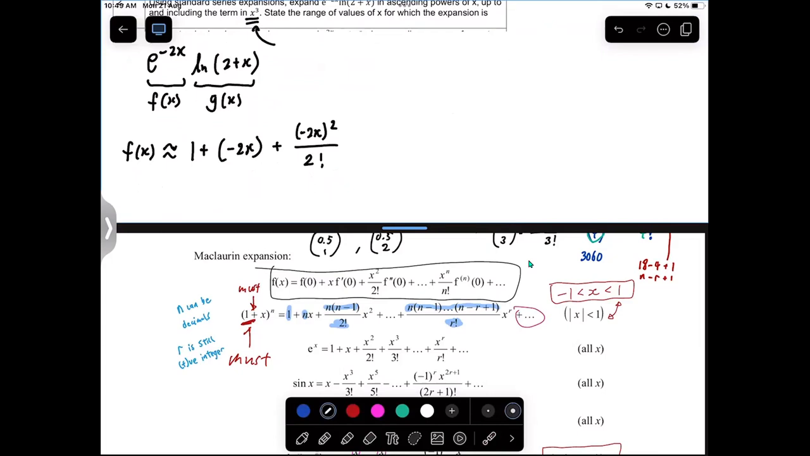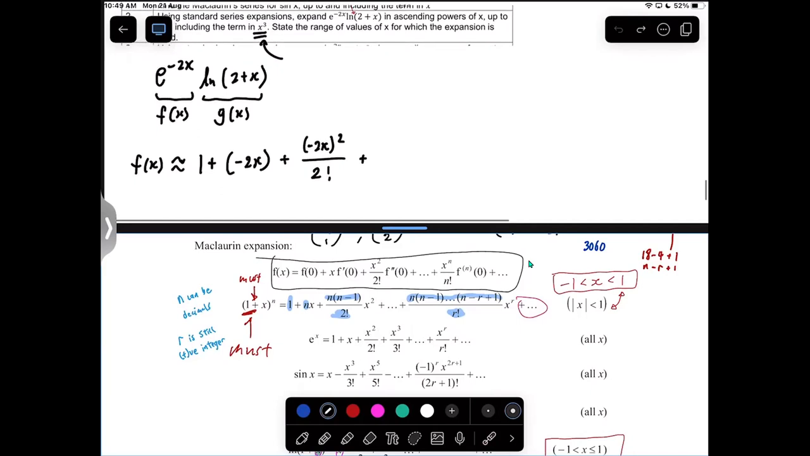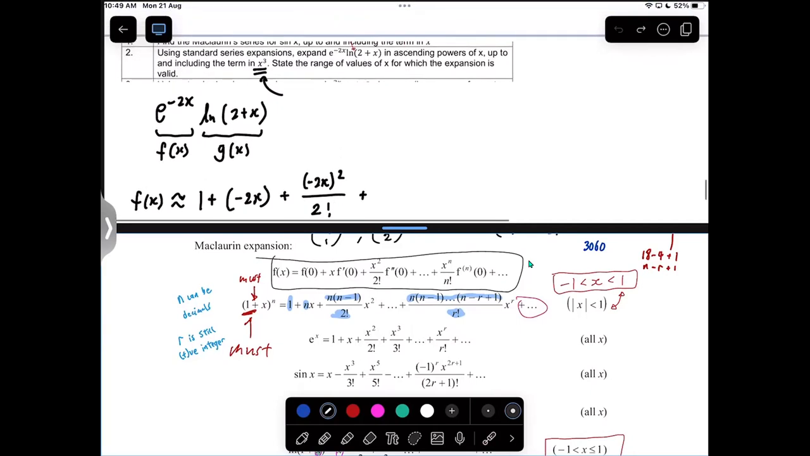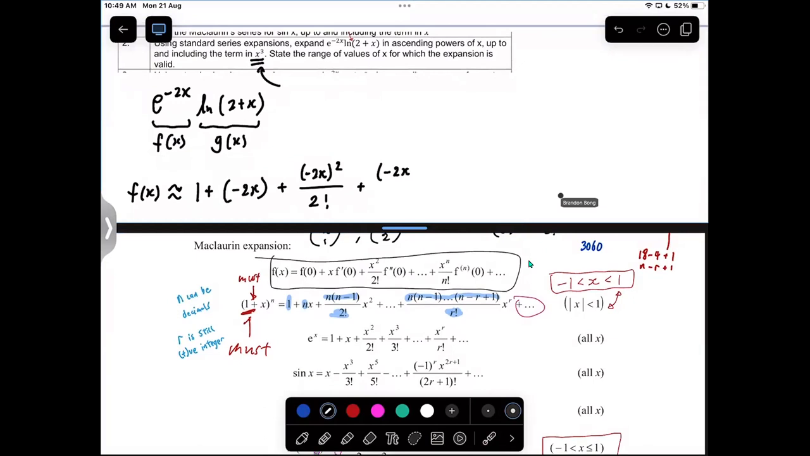Okay, so which term do you want? Do you want the next one, which is power 3? Yes or no? Here, x cubed over 3 factorial, this one. Would you want to use that? Can you see the question? Yes. Then what about power 4? No, right?